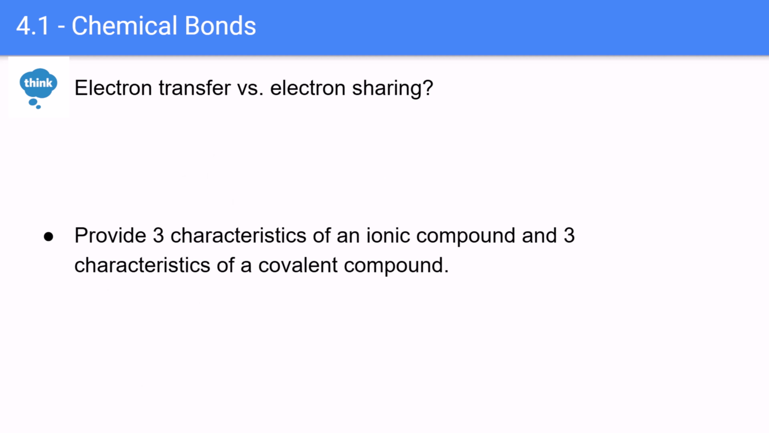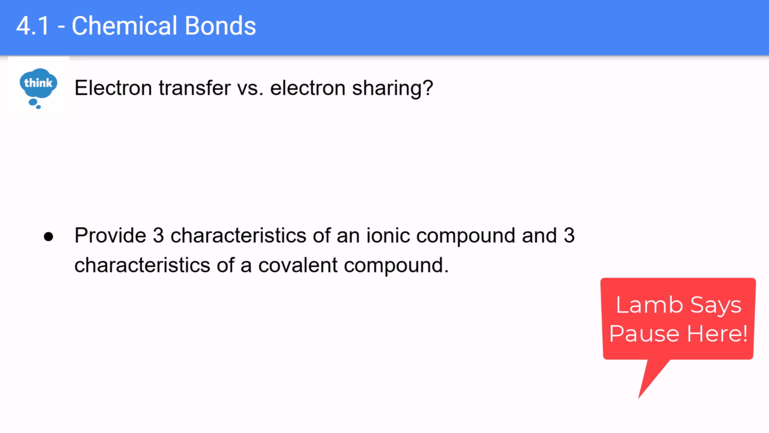So take a few moments, think about what we've discussed here, and think about electron transfer versus electron sharing. Is that ionic? Is that covalent? And then provide 3 characteristics for an ionic compound and 3 characteristics for a covalent one. We'll be back and finish up this discussion here in just a moment.